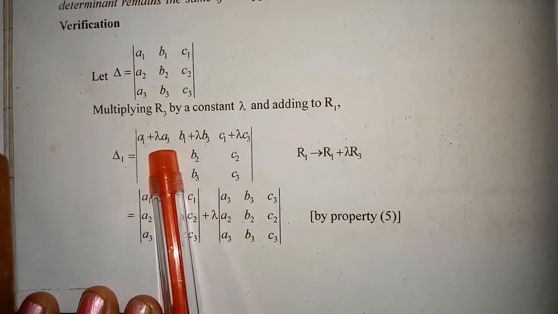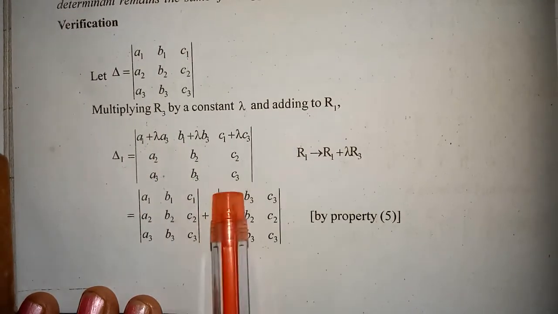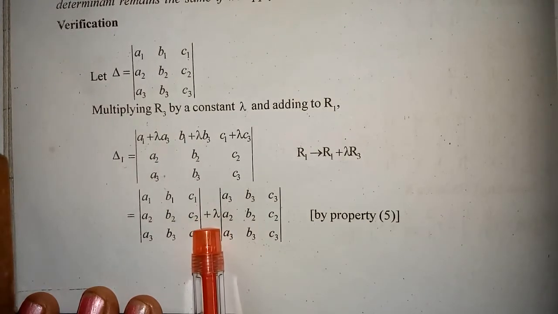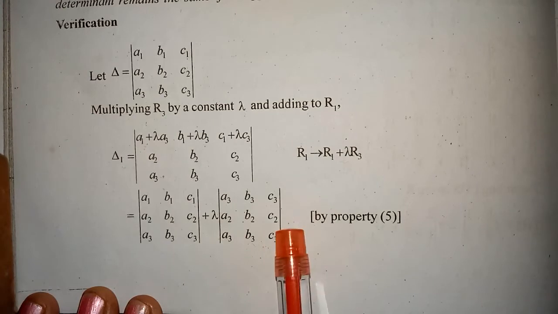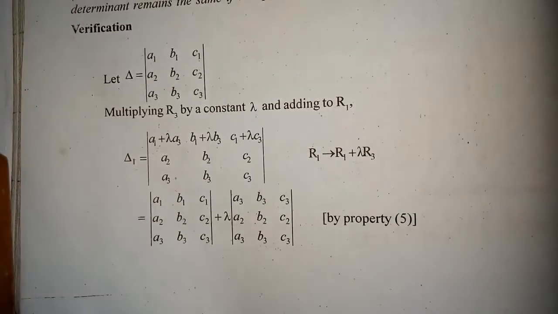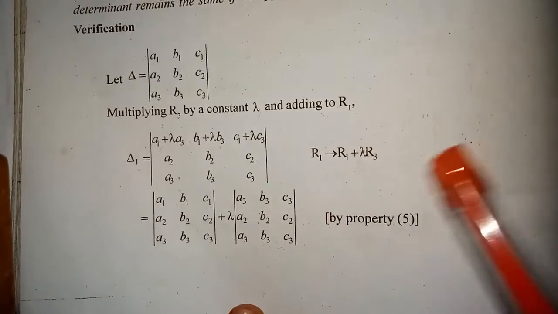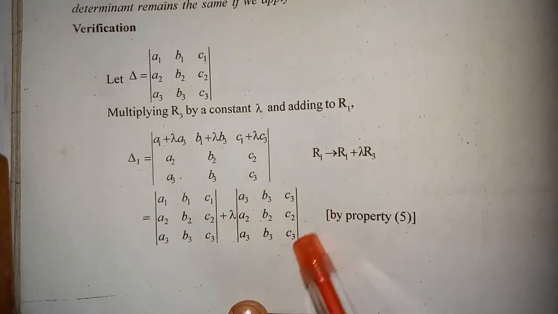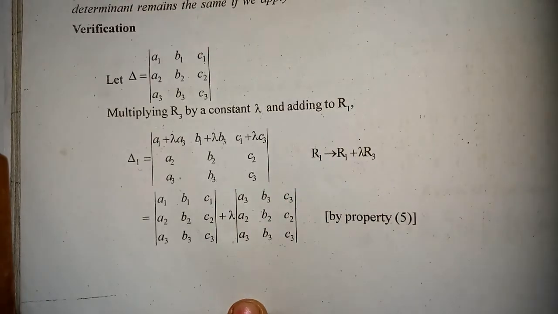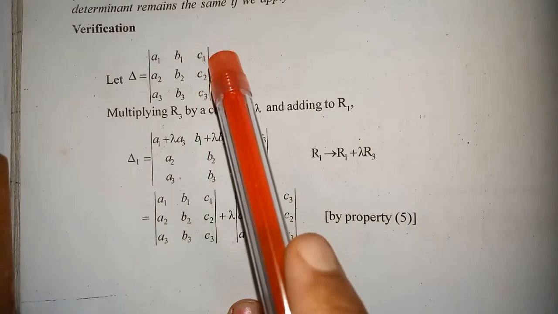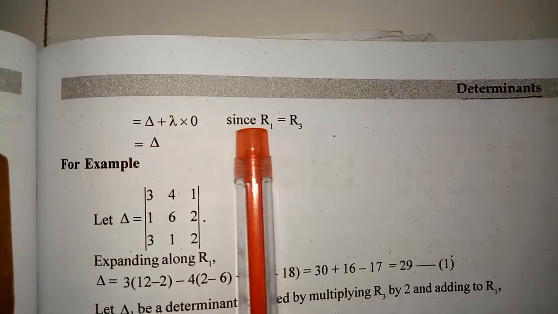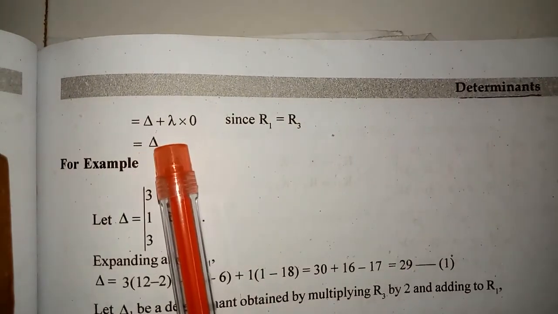Yes. Also we have studied a property that if some constant is common to one particular row or column, you can pull it out. So lambda is pulled out. Yes. Again, one property you have studied, children, is that if two rows or two columns are identical, then the value is zero. If you look at row 1 and row 3, A3, A3, B3, B3, C3, C3, this determinant will be 0. So what will happen, children? This is nothing but your delta. That means delta is equal to lambda times 0 plus delta, because R1 is the same as R3. So that we have delta.